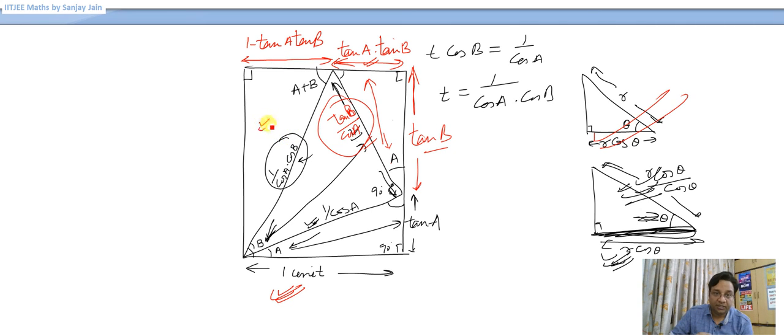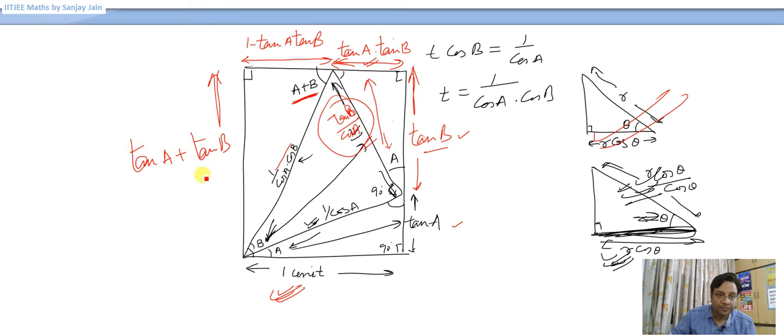Now you see this triangle here. This angle is A plus B and this hypotenuse of this triangle is 1 upon cos A cos B. Otherwise what you can think is, let's not go into this. Think about this. Already the question is solved because this is tan A, this is tan B. So what will be this opposite side? This will be the sum of these segments, tan A plus tan B, right? Because these are opposite sides of a rectangle. So this plus this will give you the opposite side.